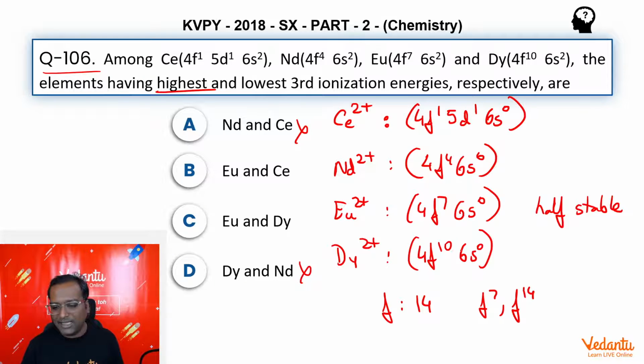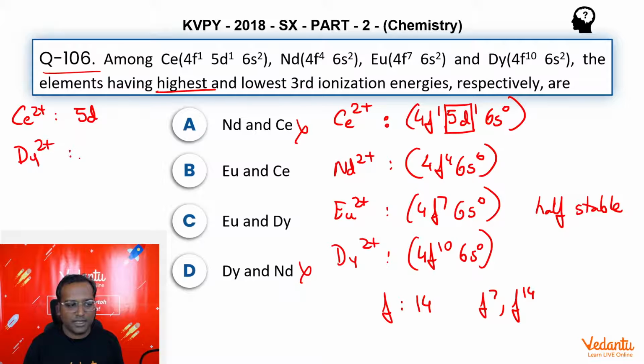If we talk about Ce and Dy, in Ce2+ the electron is now removed from 5d, whereas in Dy2+ the electron is now removed from 4f. So 5d is farther away from the nucleus in comparison to 4f. Therefore, it should be much easier to remove an electron from Ce2+ in comparison to Dy2+. I repeat, the 5d orbital is slightly farther away from the nucleus than 4f, and therefore it should be easier to remove an electron from Ce2+ and not Dy2+.